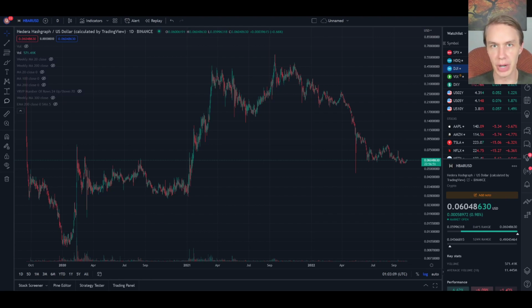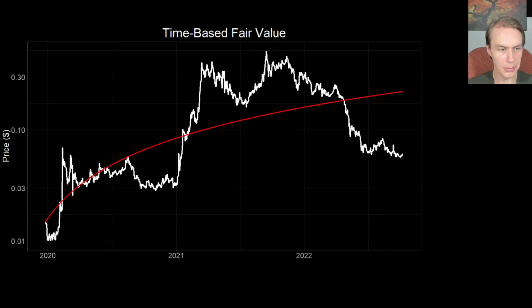So let's go ahead and jump right into the data. What I want to start off with is something a bit different than I've talked about with HBAR before. And that's starting to talk about what is HBAR's fair value, and can we actually model that using some quantitative models. So that's what I want to jump into here first. So I'm going to go ahead and pull up some custom charts that I made here.